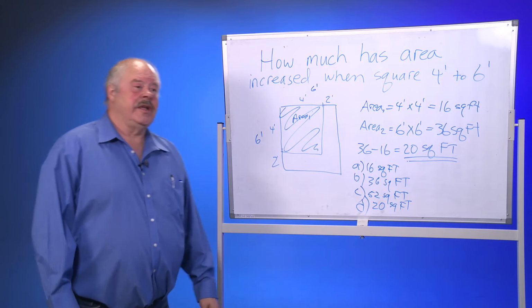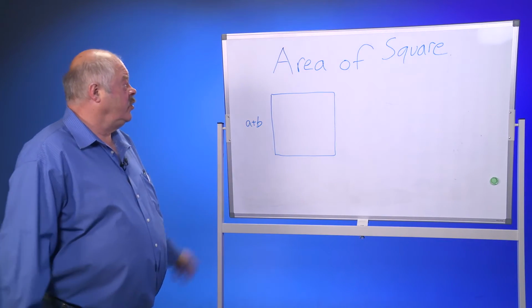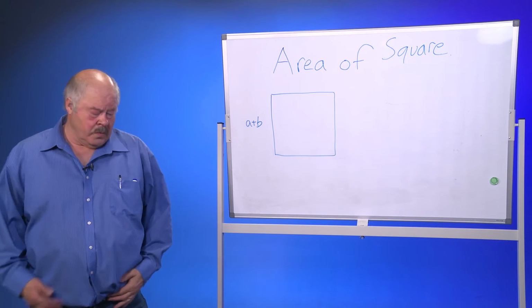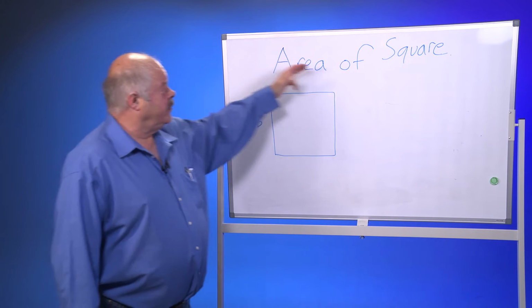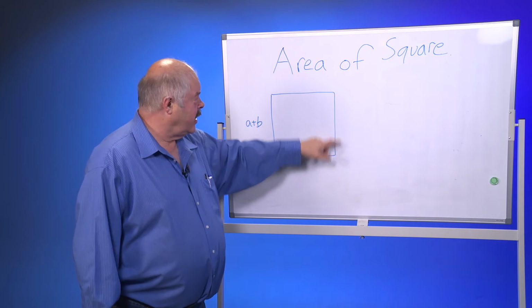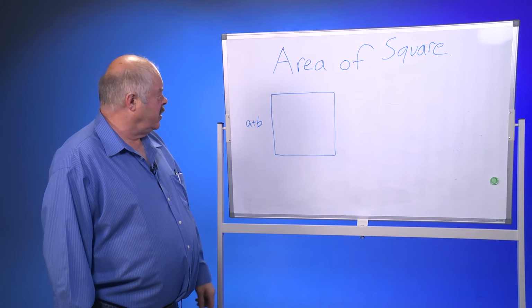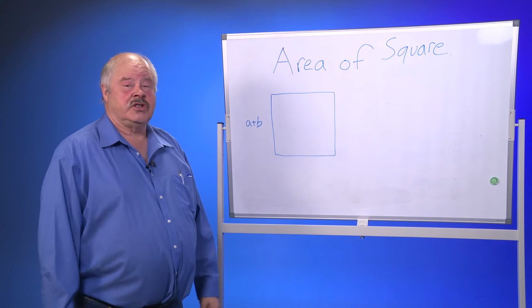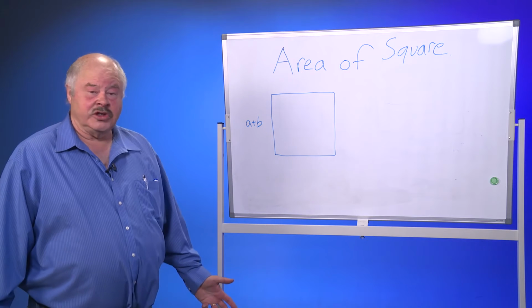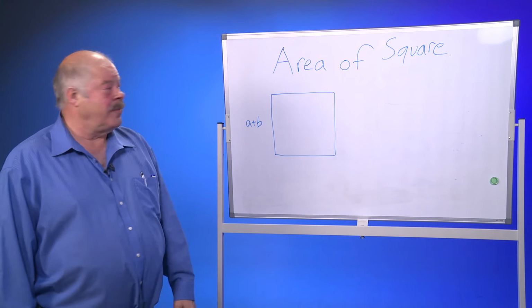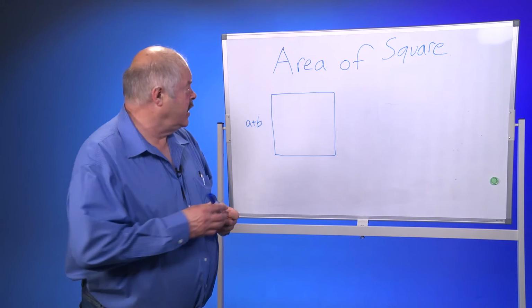So let's look at a slightly more difficult area of a square question that might include algebra that you're expected to know. Here we have the area of a square. Here's a square, and they say the length of this side is a plus b. What is the area of the square without giving you any actual numbers? Well, remember in algebra, letters just stand for numbers.